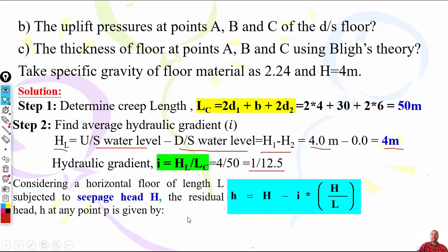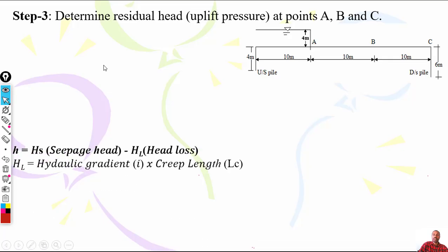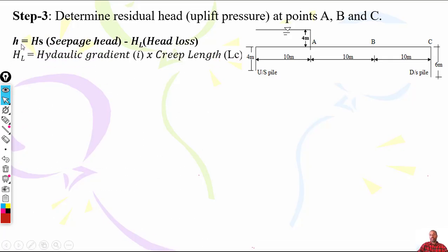So once you have this equation, then let's compute. The vertical intercept of hydraulic grade line is measured above the top of the surface of the floor. So let's see now. The first step is you have to see uplift pressure points at A, B, C. So according to the above formulas, you are going to compute now H. H is just the residual uplift head, which is seepage head minus head loss. Then head loss is hydraulic gradient times creep length.